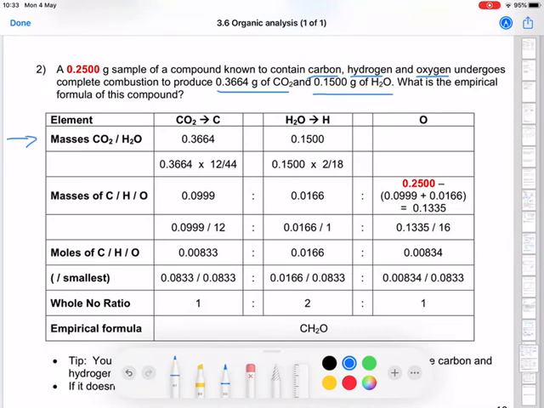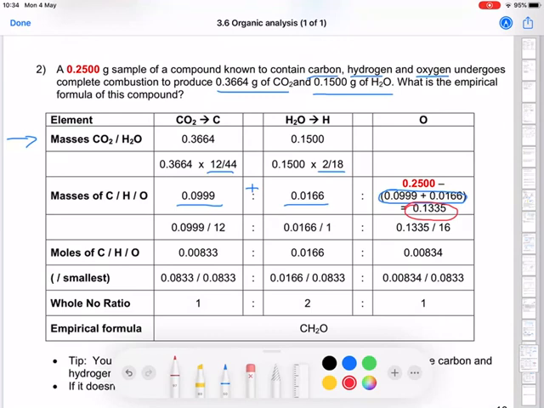So again, we start with the masses of carbon dioxide and water. We take our carbon dioxide, times it by 12, divide it by 44, which gives us our mass of carbon here. We take our mass of water, times it by 2, divided by 18, which gives us our mass of hydrogen. And again, what we have to do is we add these two together, which is this step here. Take it away from our starting mass, and I hope you can see that I've got mass left over. This mass that is left over is oxygen.